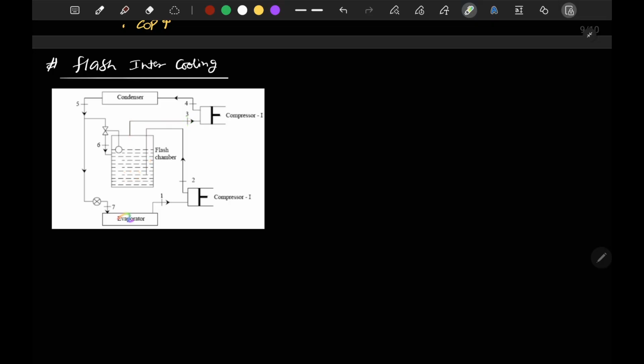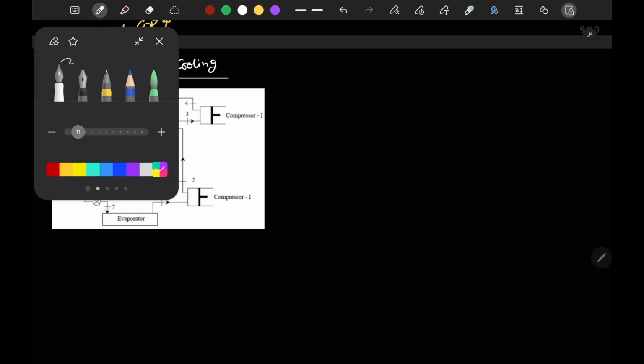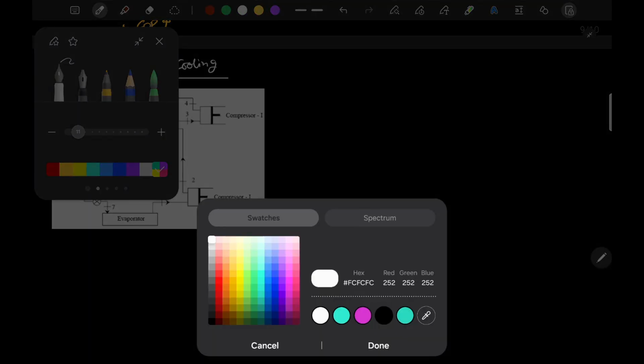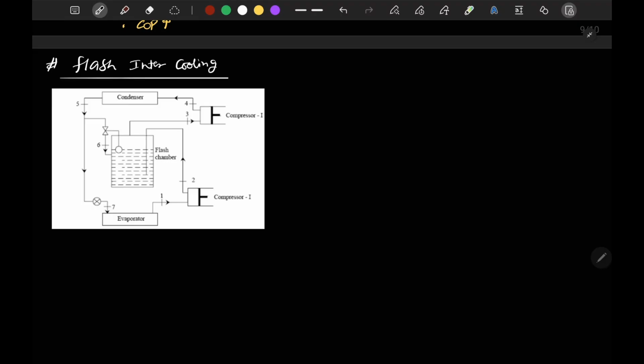Okay, and one more thing, inside the evaporator it definitely had gained some heat. It will release this heat inside this flash chamber, and when the heat is released, more vapor will generate from there, and this vapor will move to compressor number 2. Okay, compressor 2.